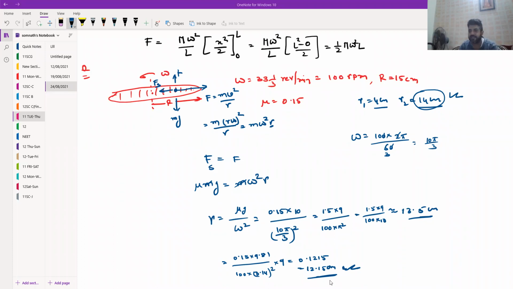So clearly 14 centimeter is beyond this 12.15 centimeter, so this one falls down, and the other one is less than 12.15 centimeter, so this one stays on the record. Yes or no? Everyone, yes or no?